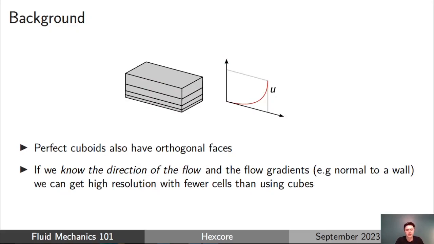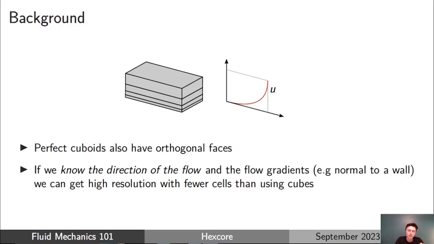Now we could use the same reasoning and deduce that perfect cuboids, so think of this as that perfect cube but just stretched out along one of its axes, perfect cuboids also have orthogonal faces. The only difference here between a perfect cuboid and a perfect cube is that a perfect cuboid has an aspect ratio that's greater than 1. And again, we would still get that same orthogonality benefit using perfect cuboids.